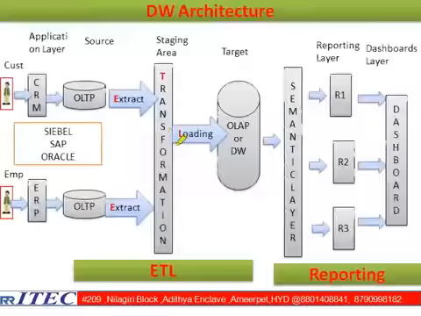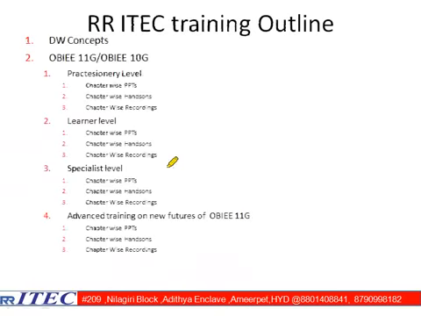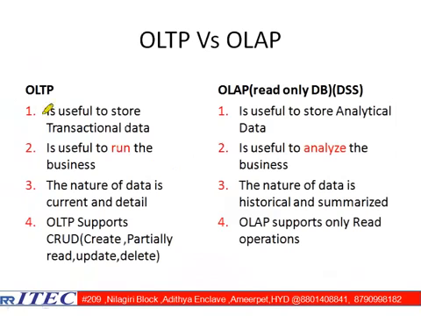Now, if you see these 3 points, they commonly come here also. And opposite to these 3 points, here we are storing analytical data. This is useful to run our business, whereas that is useful to analyze our business. This one stores current and detailed data; the opposite is historical and summarized: current opposite historical, detail opposite summarized. So these 3 points I derived from yesterday's points.